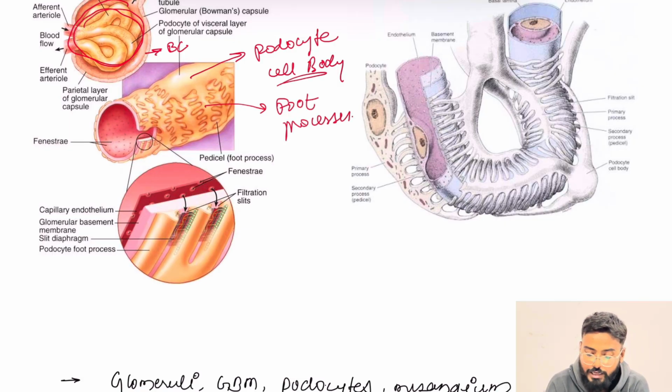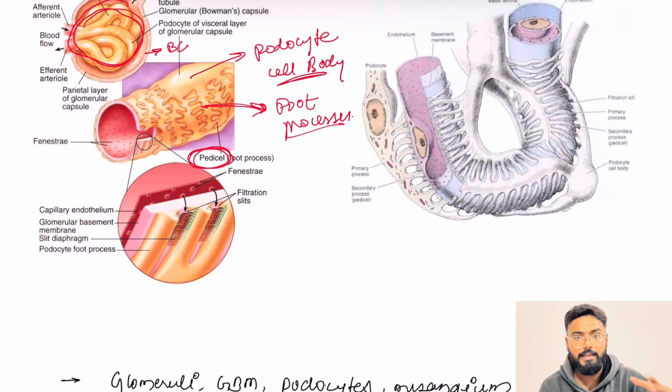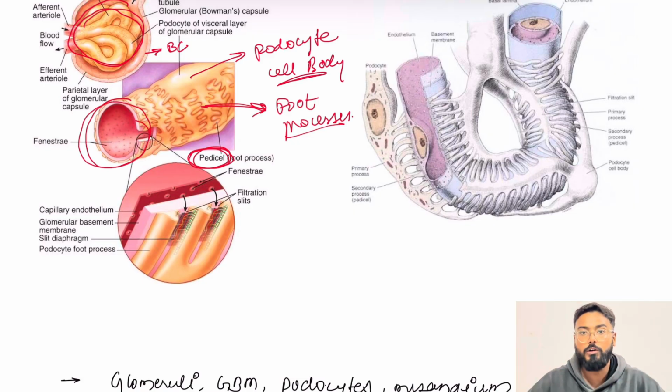This is your cell body and these are your foot processes. From the cell body originate multiple foot processes, and these foot processes have pedicles. So the podocyte cell body, from that emerge your foot processes, and these foot processes have pedicles like these fingers. These pedicles are interdigitated, arranged like this. That's how they are going to cover this whole circumference of your endothelium.